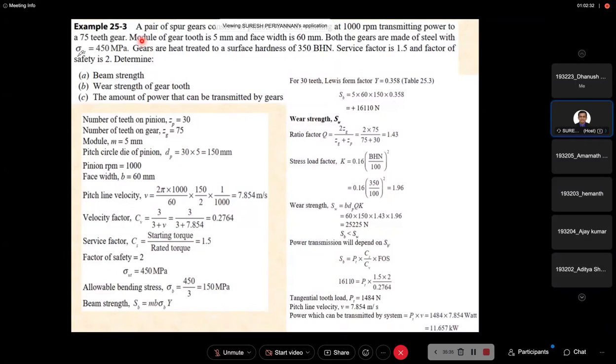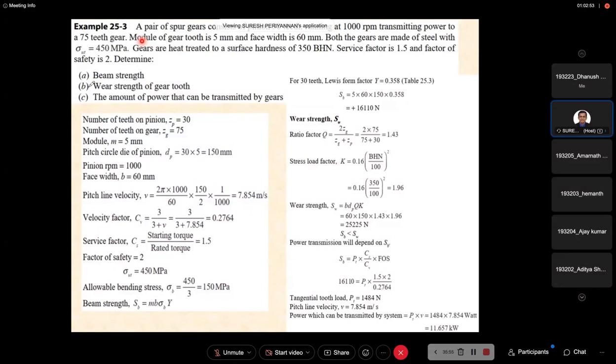Transmit power, I mean 75 teeth of gear. The module of the gear is 5 mm and the face width is 60 mm. Both gears are made of steel with an ultimate tensile strength of 450 megapascal. The gears are heat treated; the Brinell hardness number is given, the service factor is given, and the pressure angle is given.